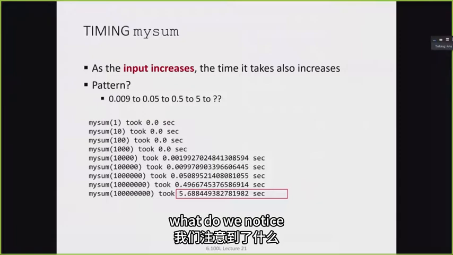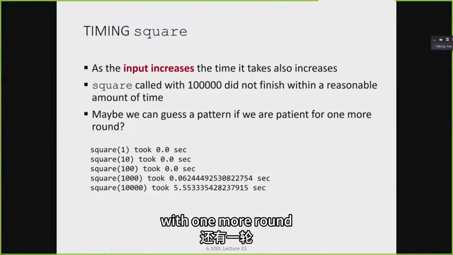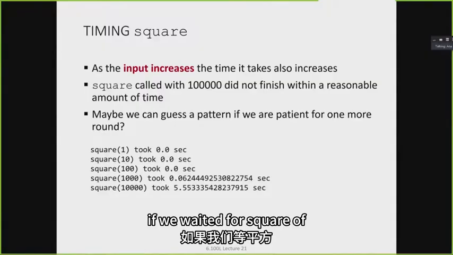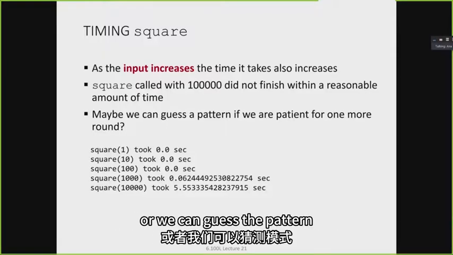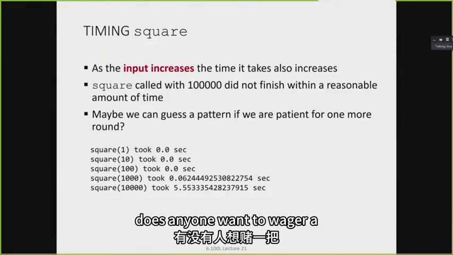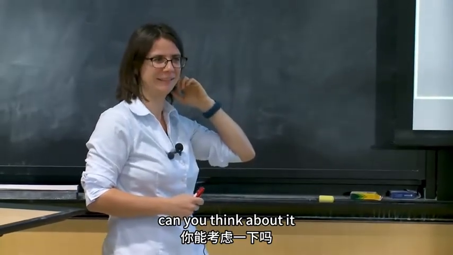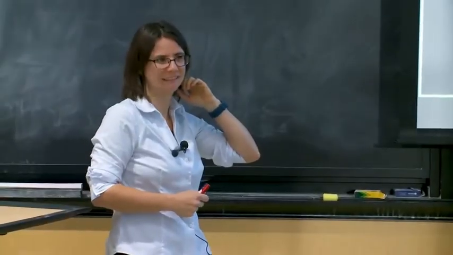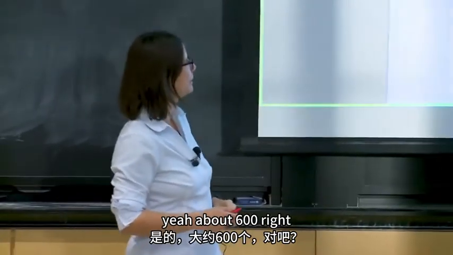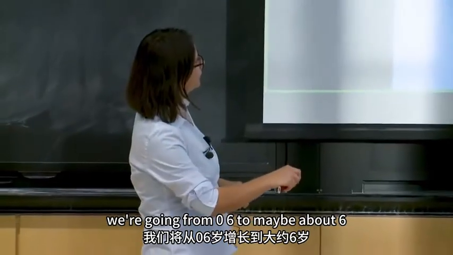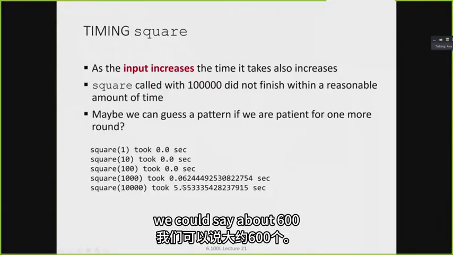What do we notice? With one more round, if we waited for square of 100,000, we might be able to see a pattern, or we can guess the pattern. Does anyone want to wager a guess what the next number should be here? Can you think about it? About 600, right? We're going from 0.06 to maybe about 6. So we could say about 600.